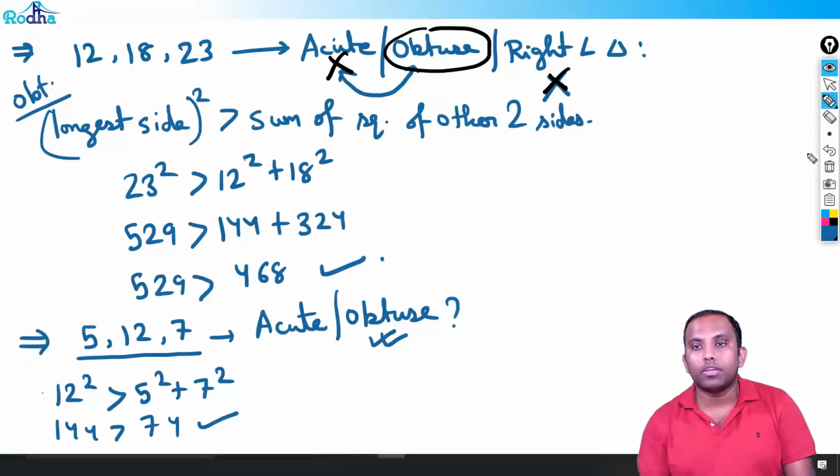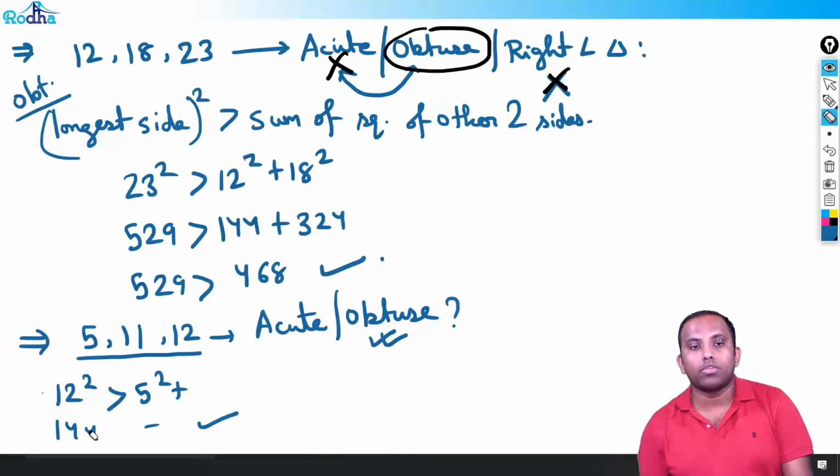Now let's change it. I know that 5, 12 and 13 will give me a right angle triangle; 5, 12, 13 is the triplet here. Now let me make the sides 5, 11 and 12. Now is it acute or obtuse? Obviously it is not a right angle triangle, so it is acute or obtuse. We can check quickly.